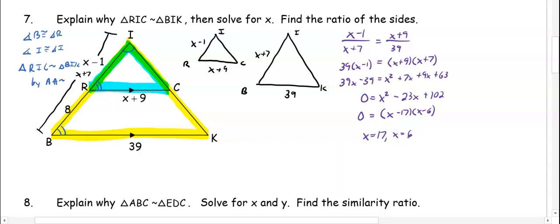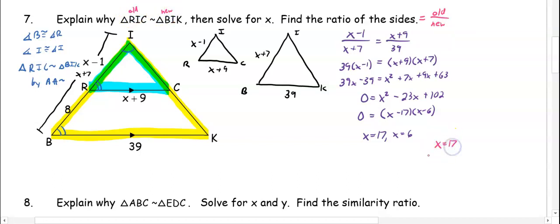So we're not done yet because we are looking for the ratio of sides. So because both x's will work with positive values, we need to find the ratio of sides twice. Remember, the ratio of sides is equal to the old triangle side over the new triangle side. So the old triangle is the first one listed, the new triangle is the second one listed.